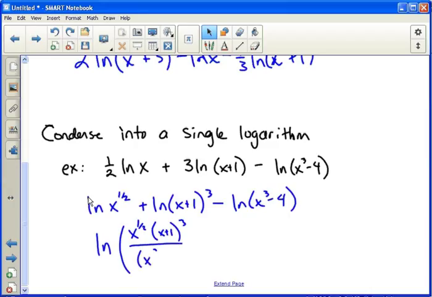So now we've gone the other direction. We've condensed this into a single logarithm. So the properties do allow you to go either direction. I want you to practice both, but just so you know, the one that's more important is the expanding, and you'll see why soon.